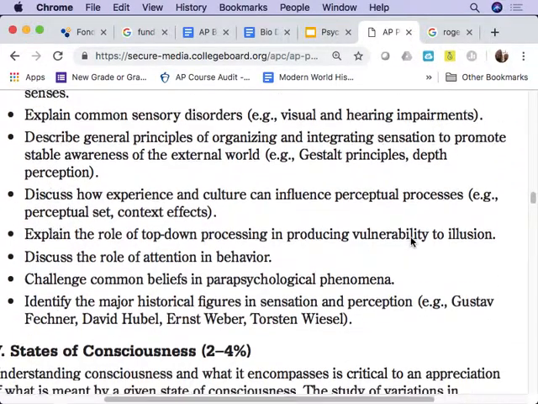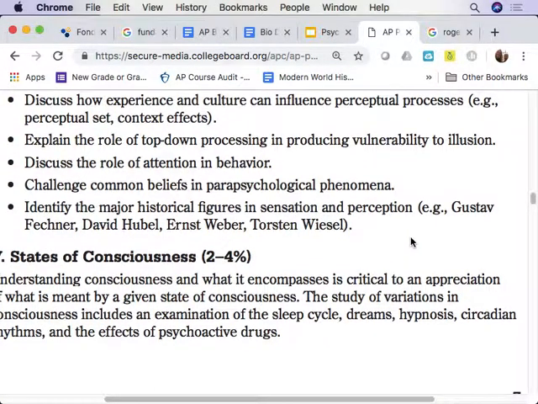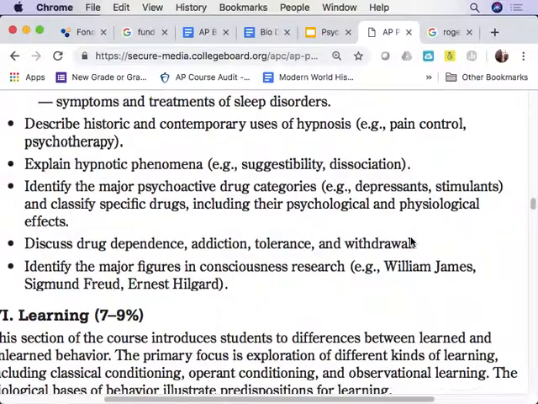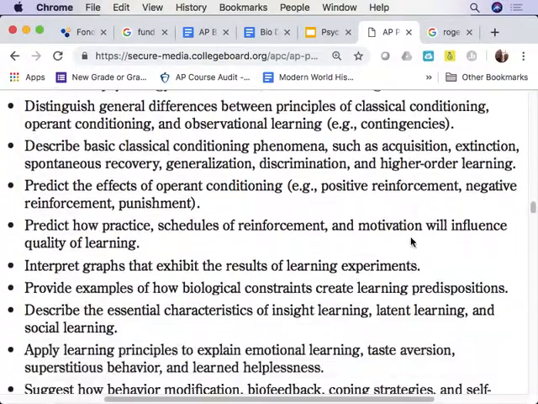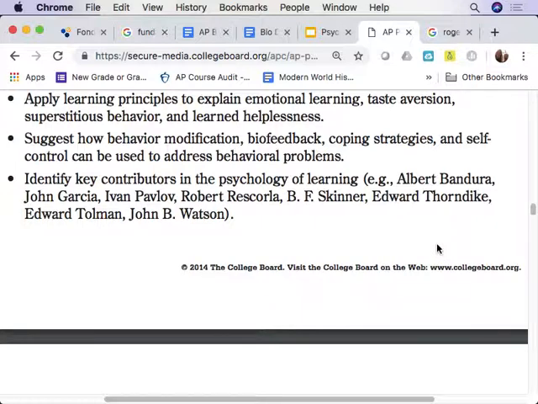Then, who do we have down here? Ooh, I'd have to look up these. We'll skip sensation and perception for now. We did that. So let's look at the big ones here. This is the learning unit. This is a lot of names, and I'm going to review this a little bit today as well.